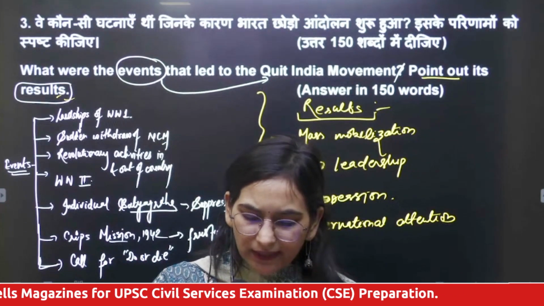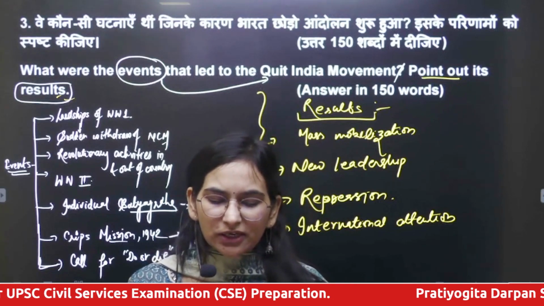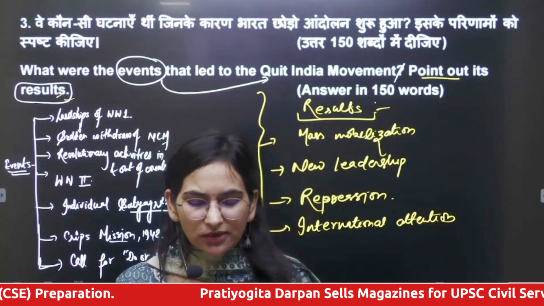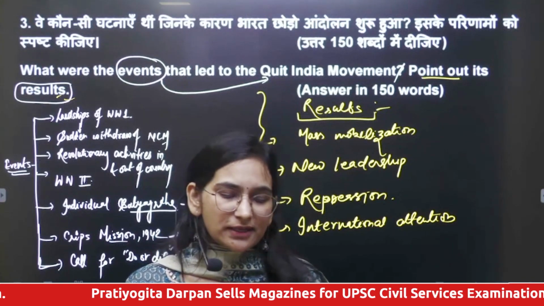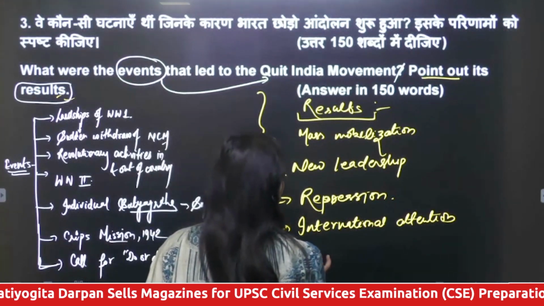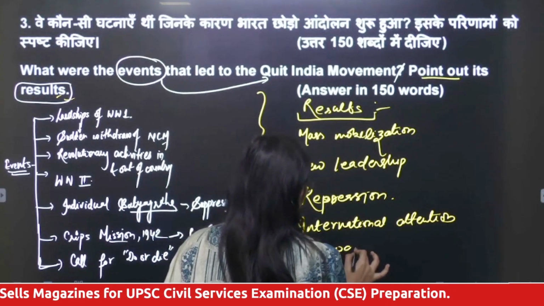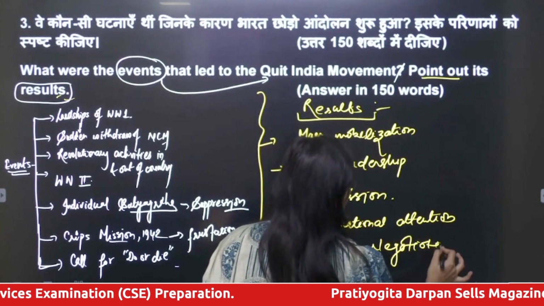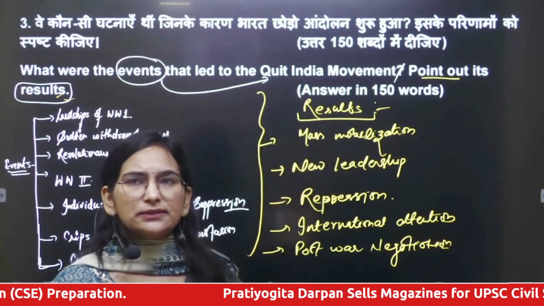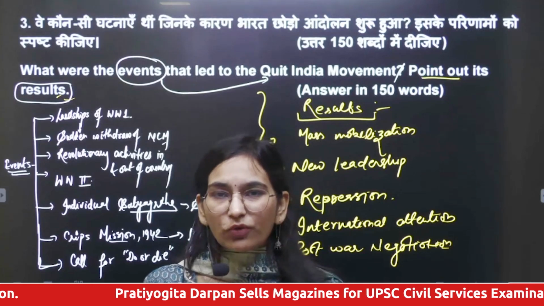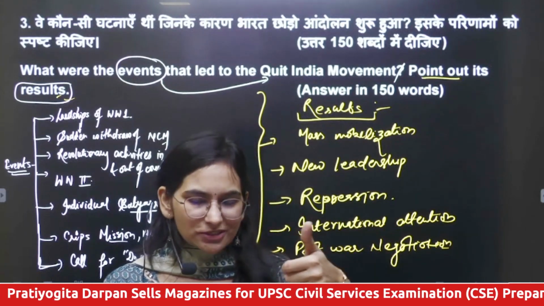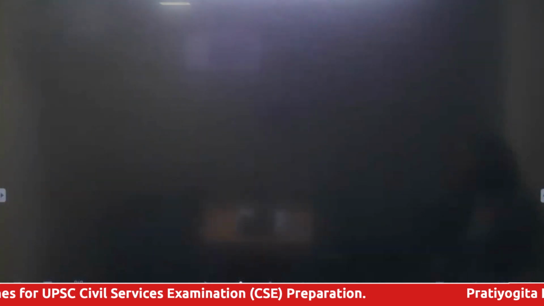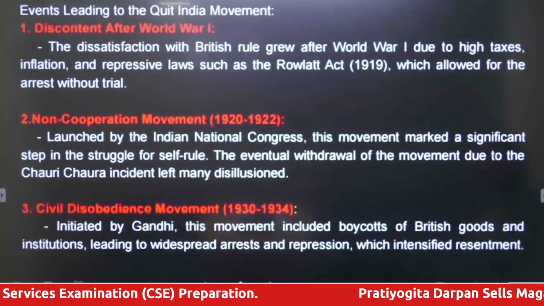International attention, and later what would happen? Ultimately it would lead to post-war negotiation, and this post-war negotiation would lead to the path of independence. So you can talk about post-war negotiation, and then you can end by saying that it led us to the path of independence. That should be your optimistic conclusion. So that is how you would discuss this question, and this is the model answer that you can refer to.